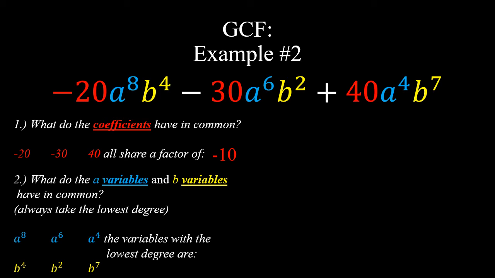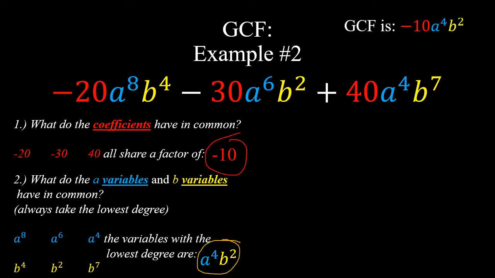So for my variables with the lowest degree, take a minute and think about it. For my A variables, that'd be A to the 4th. And for my B variables, the lowest degree here is, of course, 2, so that would be B squared. So I'm pulling out A to the 4th and B squared for my GCF. Okay? So now I have my coefficient, and I, of course, have my variable terms for my GCF. My GCF is then negative 10 A to the 4th B squared.